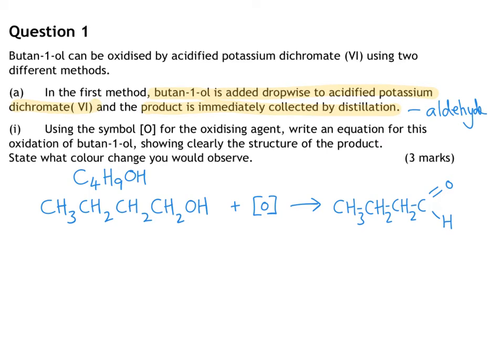The important thing here to finish off the equation is to remember that you're making H2O. So you're removing hydrogen in order to make that C double bond O. You're removing 2 hydrogens, you're putting them with the oxygen that we've got in the square brackets to make H2O. So that's now balanced. I've done the equation, which is correct, and I've shown the structure of the aldehyde rather than writing COH or CHO. So I've got 2 out of 3, and the last one is for the colour change.